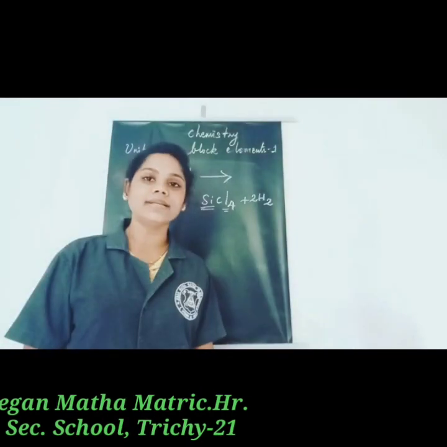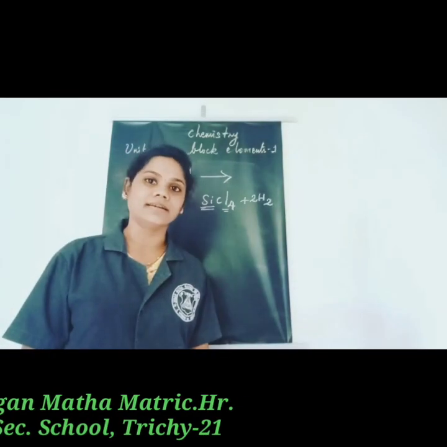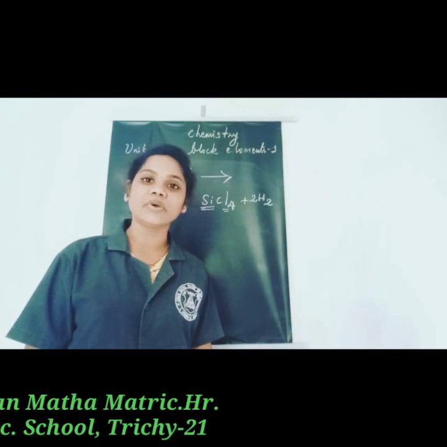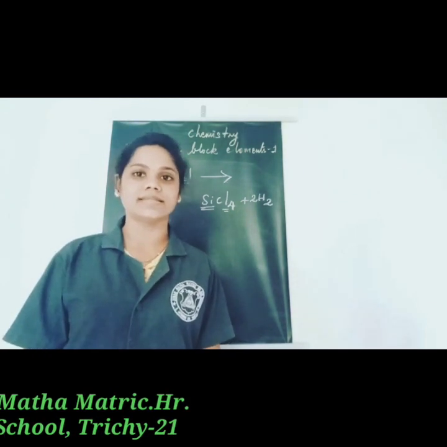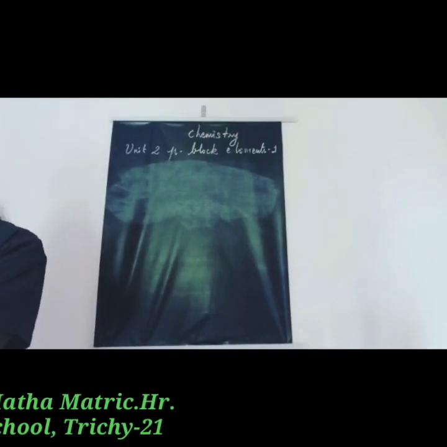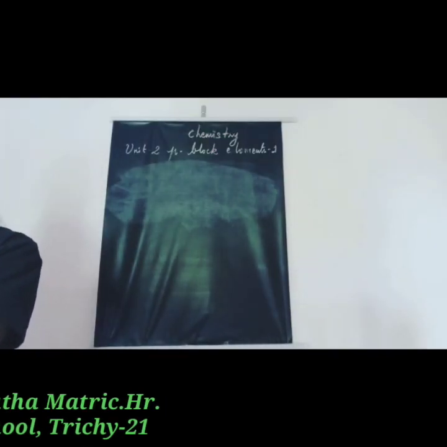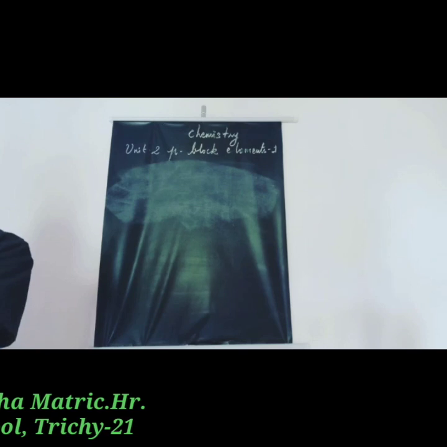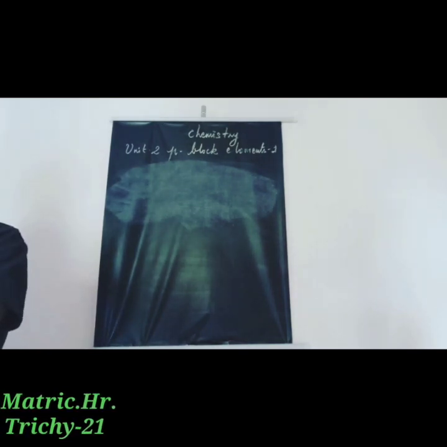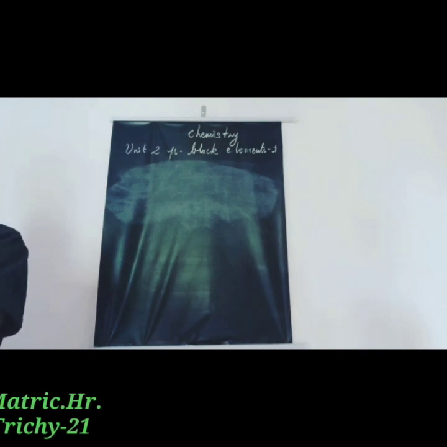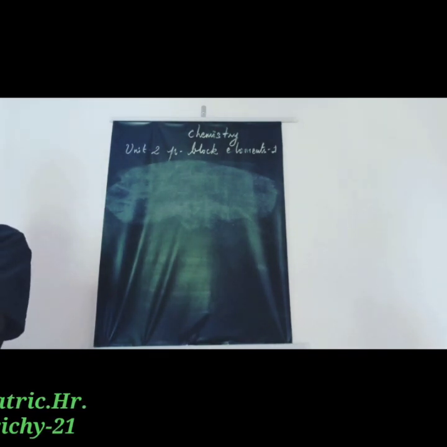And then properties of silicon tetrachloride. It is a colorless fuming liquid and it freezes at -70 degrees Celsius. In moist air, silicon tetrachloride is hydrolyzed with water to give orthosilicic acid and hydrochloric acid. Here, hydrolysis means breaking the bond. Let us see the equation.